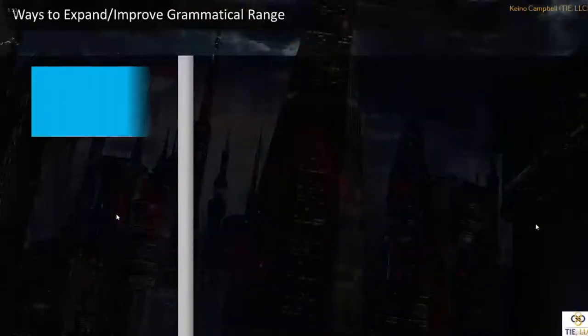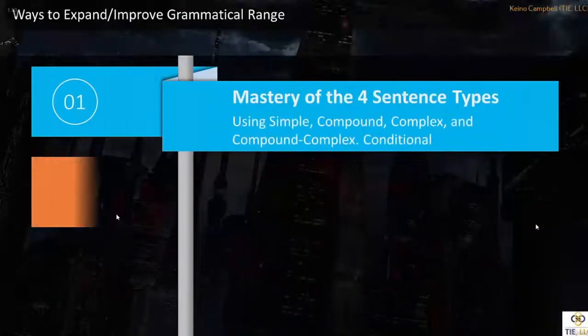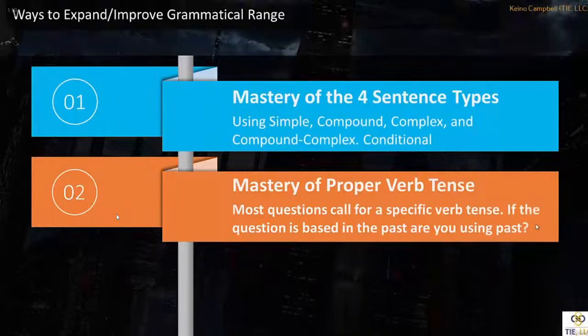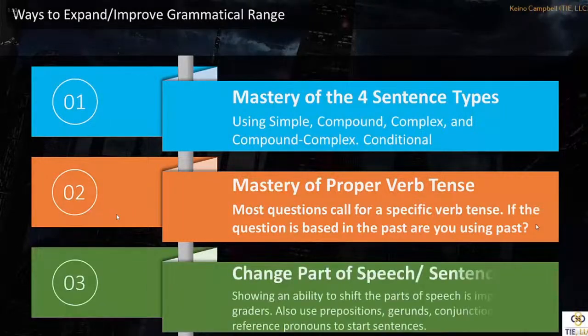So here are some ways to improve your grammatical range, right? Like I said earlier, master those four sentence types. Master the proper verb tense. A lot of the questions are going to be in the past tense. Sometimes it's in the present and future also. But use the verb tense that's proper for the question, okay? Also, if you really want to score well, show that you can do the perfect tenses.